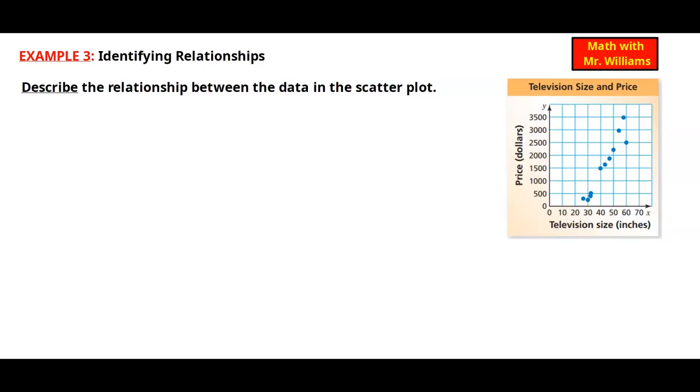Math with Mr. Williams, example 3, identifying relationships. Describe the relationship between the data and the scatter plot. All right, so we're looking here, we see we have television size and the price in dollars. Well, the points appear to lie close to a line with a positive slope. You can see that because it's going this direction. So basically, as the x is increasing, the y is also increasing. So the scatter plot shows a positive linear relationship.